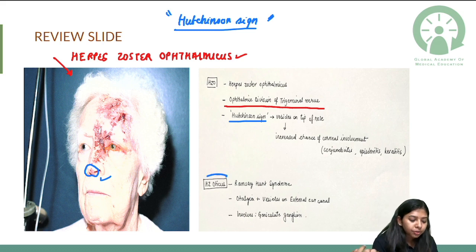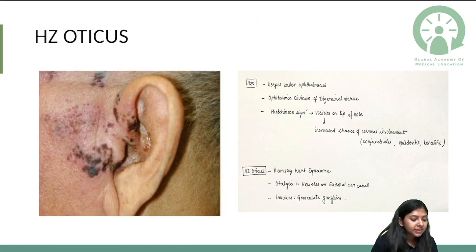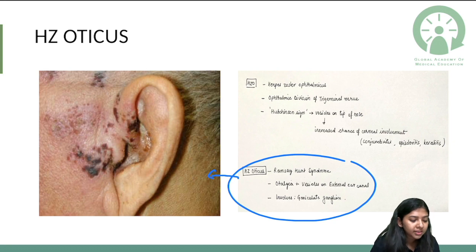Another condition that you have to remember is herpes zoster oticus. Now this is herpes zoster oticus, right, which is also known as Ramsay-Hunt syndrome.